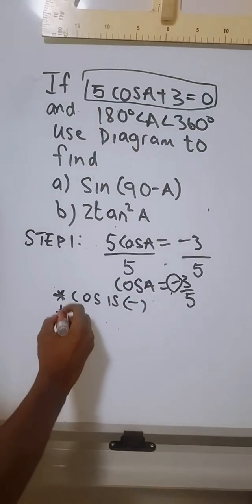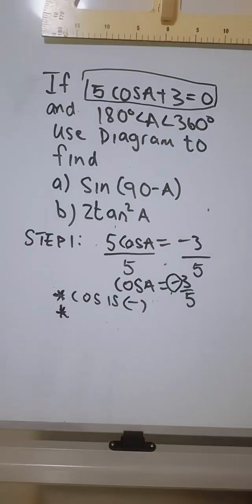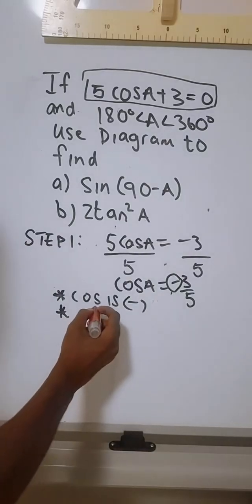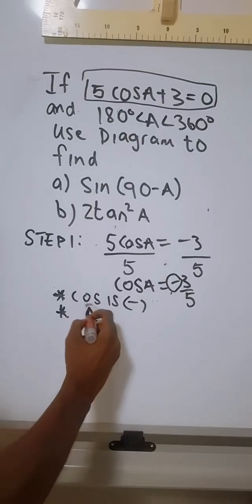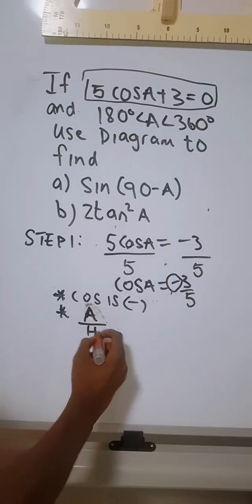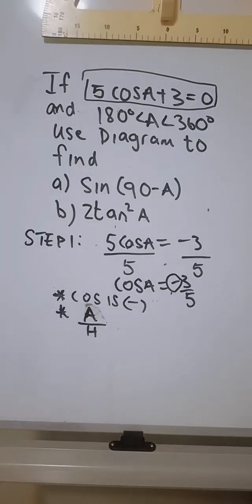Two, the definition of cos is adjacent over hypotenuse. So these are two important things that we learn from having isolated the trig ratio. So from isolating the trig ratio, we get to know what the sign of the trig ratio is. That's the first thing. Secondly, we get to know what the definition of the trig ratio is.